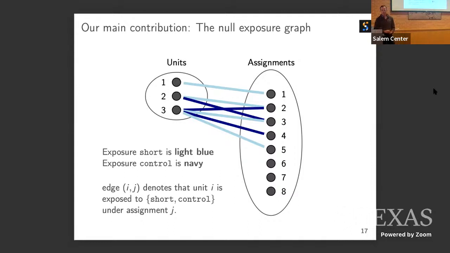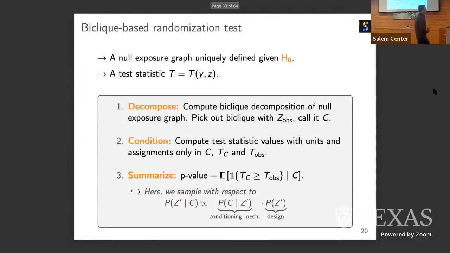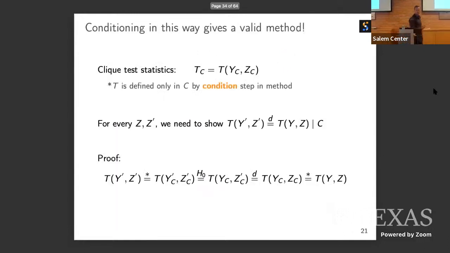Okay. All right, good. So this is kind of the main object of the paper. It's a little funny, but as soon as you get this idea of, well, okay, I have to find a biclique of this object, and I condition on it, then I'm good to go. Then that's basically it.